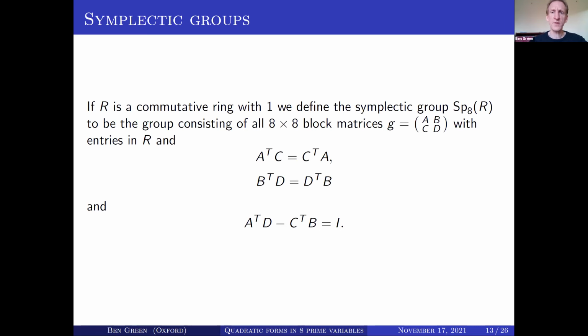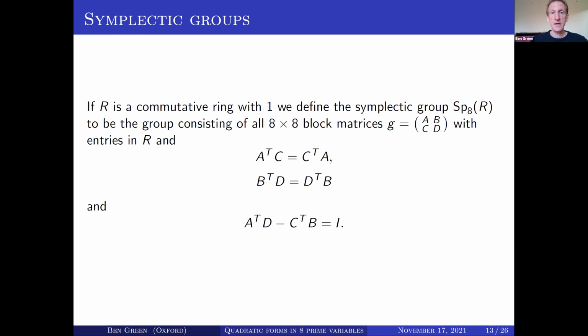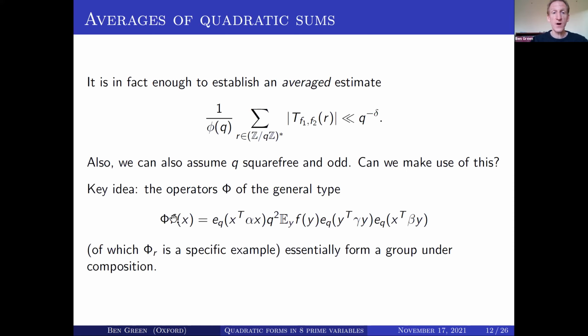So you could alternatively phrase this in terms of preserving a symplectic, an antisymmetric form, but you can also be totally explicit. So this is a group of 8 by 8 matrices called the symplectic group. And so these operators phi under composition basically have the structure of a symplectic group, but the right way to express that is in terms of what's called the Weil representation.